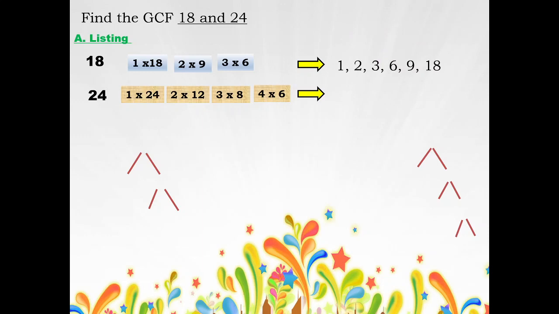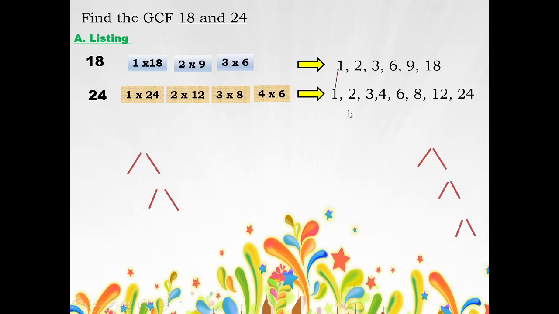So, that is the factors of 18: 1, 2, 3, 6, 9, and 18. Then next, the factors of 24, we have 1, 2, 3, 4, 6, 8, 12, and 24. Again, etong mga nilista dito galing lang po yan dito. Pinasunod-sunod lamang po natin para mai-apply natin yung listing. So, what is the GCF of 18 and 24?